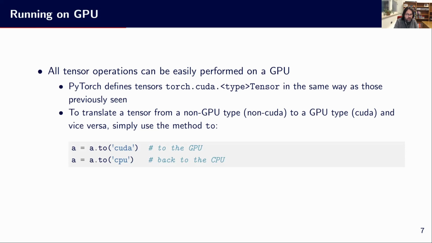And if we want to do the other way around, take a tensor on the GPU and move it to the CPU, it's again a to, but with CPU there.